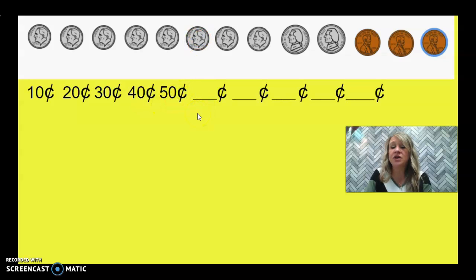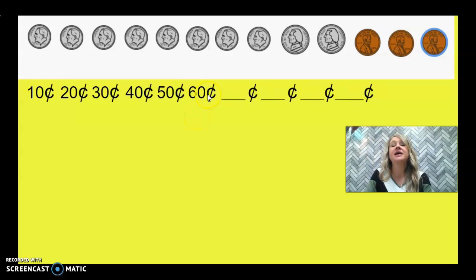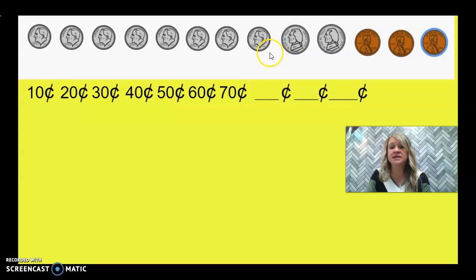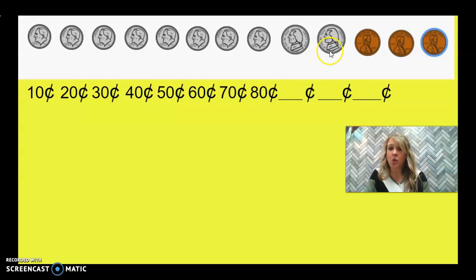10, 20, 30, 40, 50, 60. And after 60, there's another dime. 70. Oh my goodness, there's another dime. We're still counting by tens. 70, 80. Very good. Now, wow, wait a minute. We have 2 nickels. What can we do with 2 nickels? That's right. It makes 1 dime.